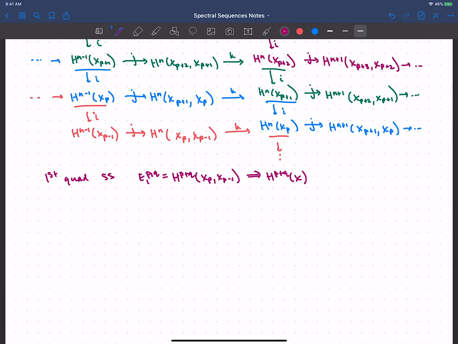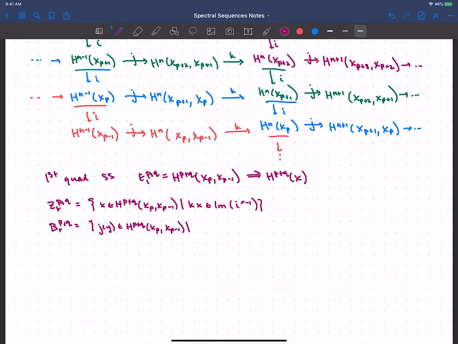And this is supposed to cook up the homology of X. And then we had just defined these cocycles and coboundaries. And what did those look like? Well, our cocycles were elements in the cohomology of our filtration quotient, where you apply k to them and you see that you can lift up the diagram r times. So you must have been in the image of i^{r-1}. And then our coboundaries looked like j of things, taking you into this cohomology of the filtration quotient. And then that thing that you had started with was in the kernel of i^{r-1}.